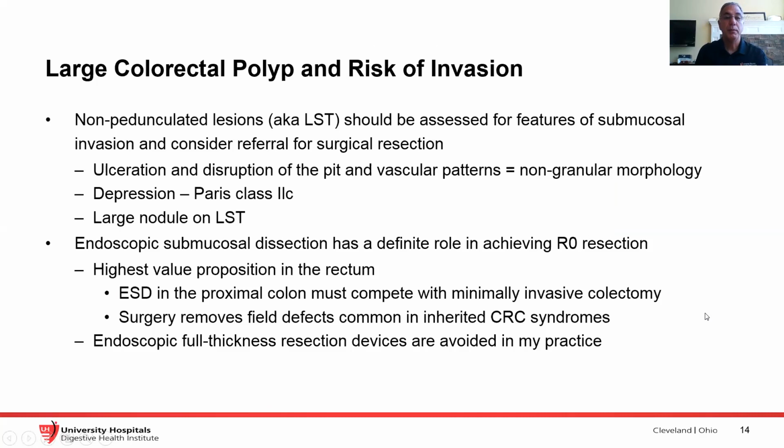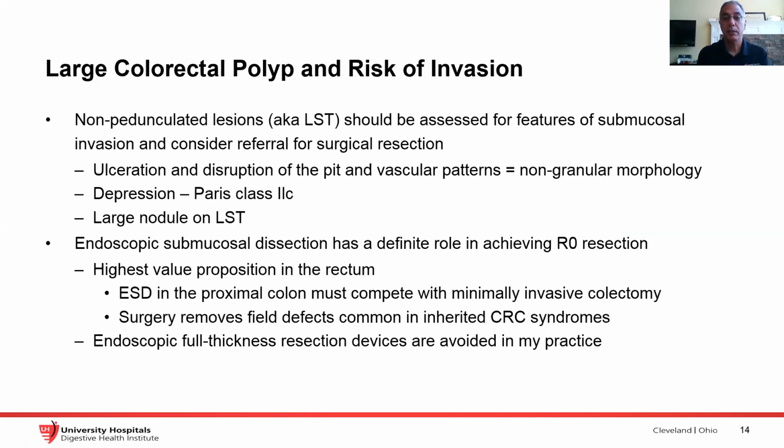So for large polyps, the most important thing for everybody to realize and learn, and I'm still learning myself, is to assess the risk of invasion. So non-pedunculated lesions, the laterally spreading tumor we're talking about here, should be assessed for submucosal invasion in all cases. And if they do have submucosal invasion, my plea to you is just refer for surgical resection.